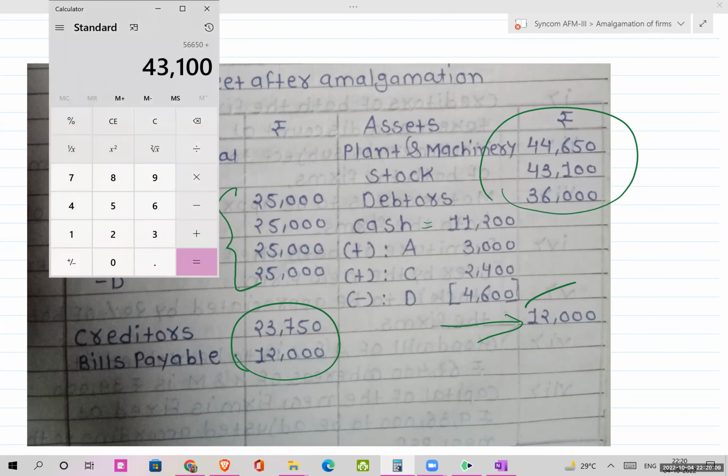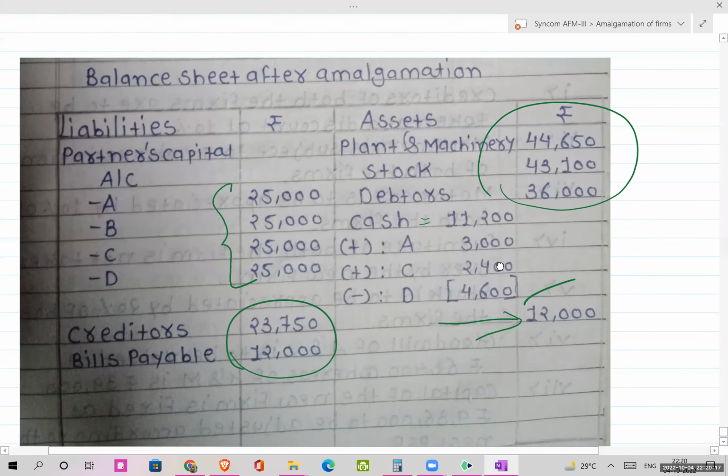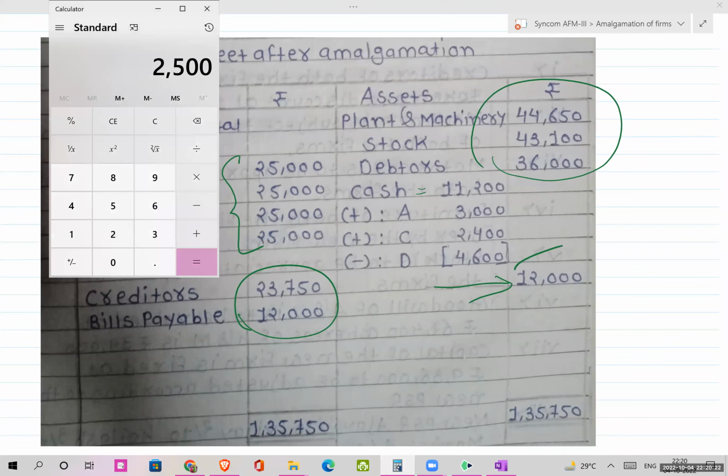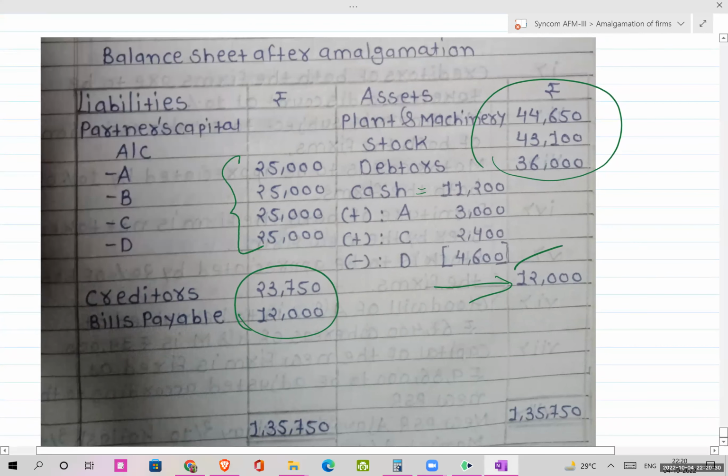journal entry is passed in the books of the old firm as well as the new firm. 1,35,750. So 25,000 each ना, 4 में, plus 23,750 plus 12,000. Okay, 1,25,750. Okay, so I hope this part is clear to each and every one.